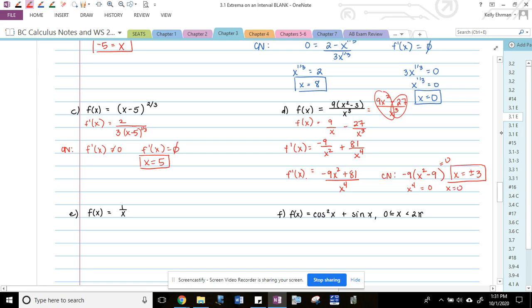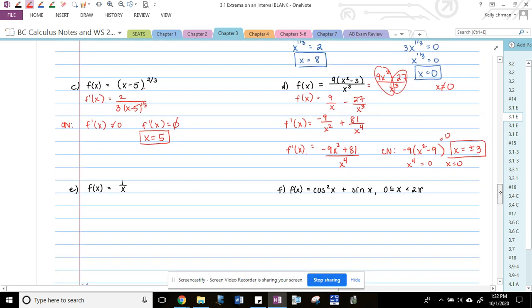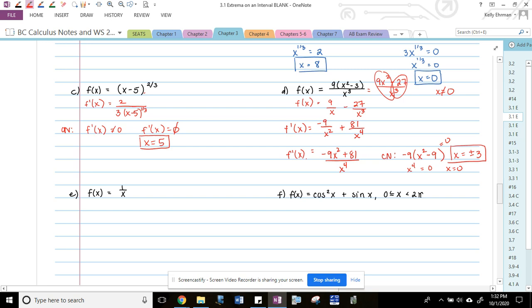Now we have to be careful. So far, I haven't run into this problem. All of the original functions are continuous everywhere. But here, the original function is not continuous at 0. So remember, our critical numbers, which help us find relative extrema, can only be at places where f of x is defined. So even though the derivative is not defined at 0, that's because the original function is not defined at 0. So that's not a critical number because it's not a point on the original graph. It's a vertical asymptote.